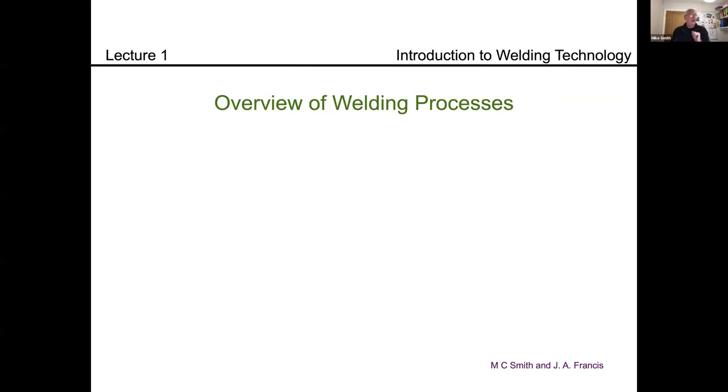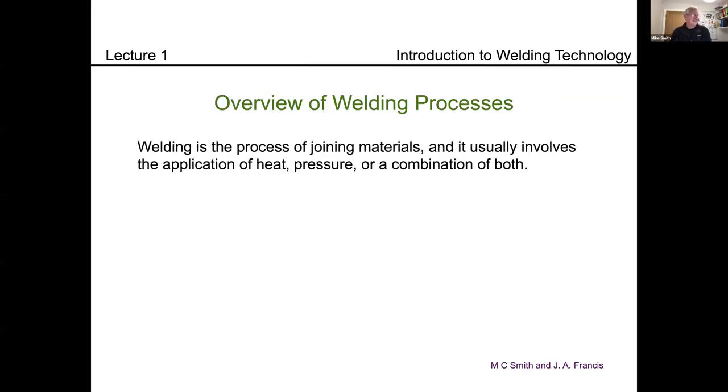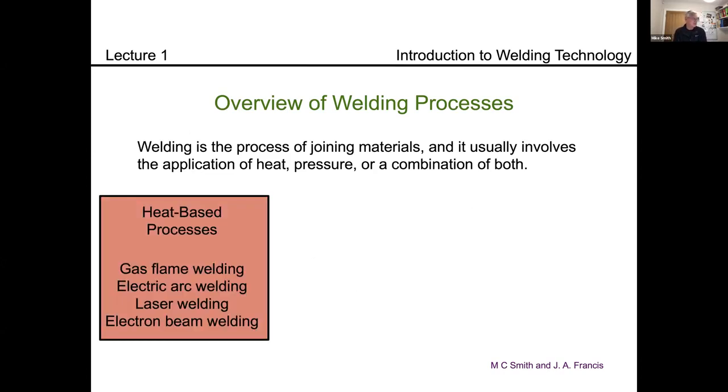So how do you weld? Well, there's three basic classes. Welding is how you join materials. It usually involves heat, pressure, or both. So if we start out with heat-based processes, and I've listed four there, in increasing order of sophistication and capital equipment costs. So there's gas flame welding, which is literally what it says. You strike a gas flame like a Bunsen burner, and then you heat something up with it. And if it's got a low enough melting point, the gas flame will melt it. You can use it to form a joint.